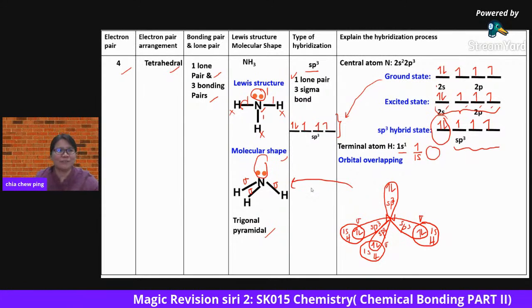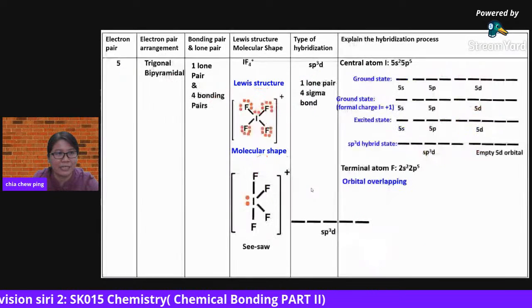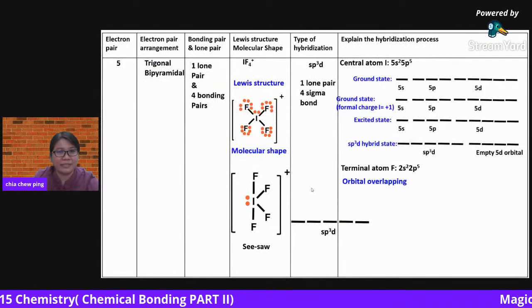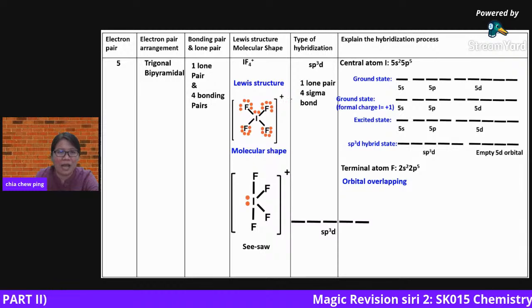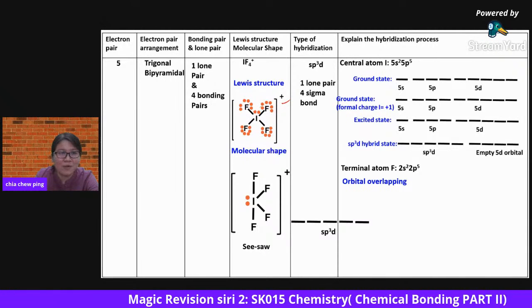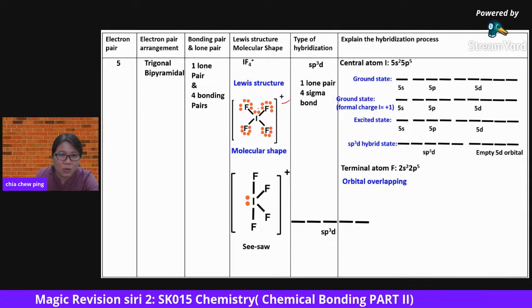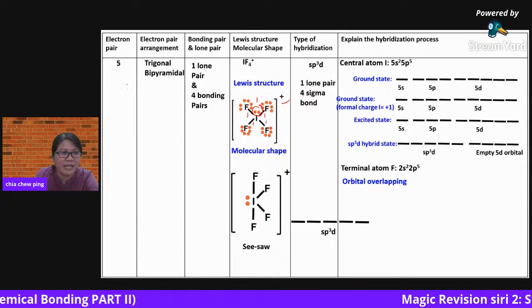Okay, now after 4 electron pairs, we proceed to 5 electron pairs. For 5 electron pairs, I'm using another example, which is IF4+, involving the plus charge. Okay, now I will calculate how many electron pairs. For lone pair equals 1, single bond 1, 1, 1. So the answer is 5 electron pairs.